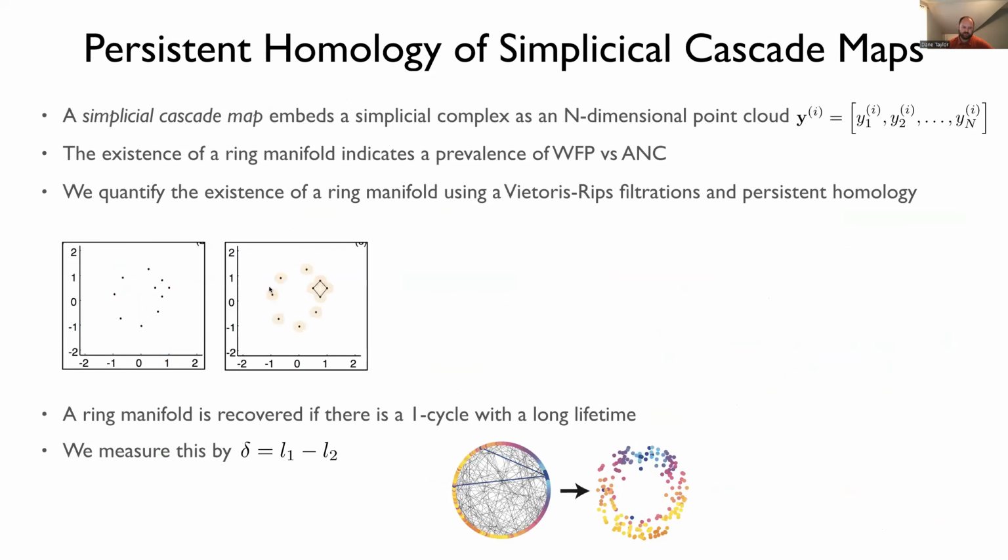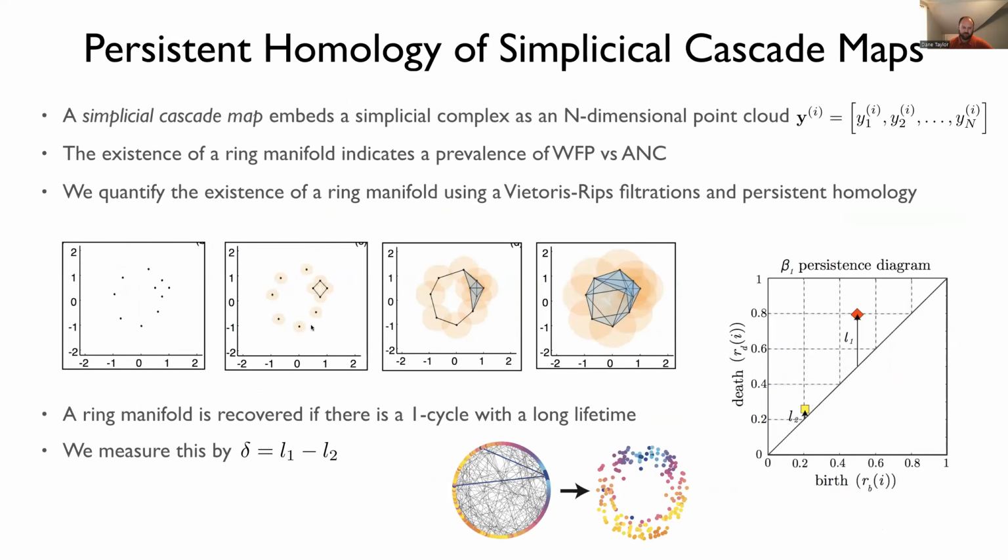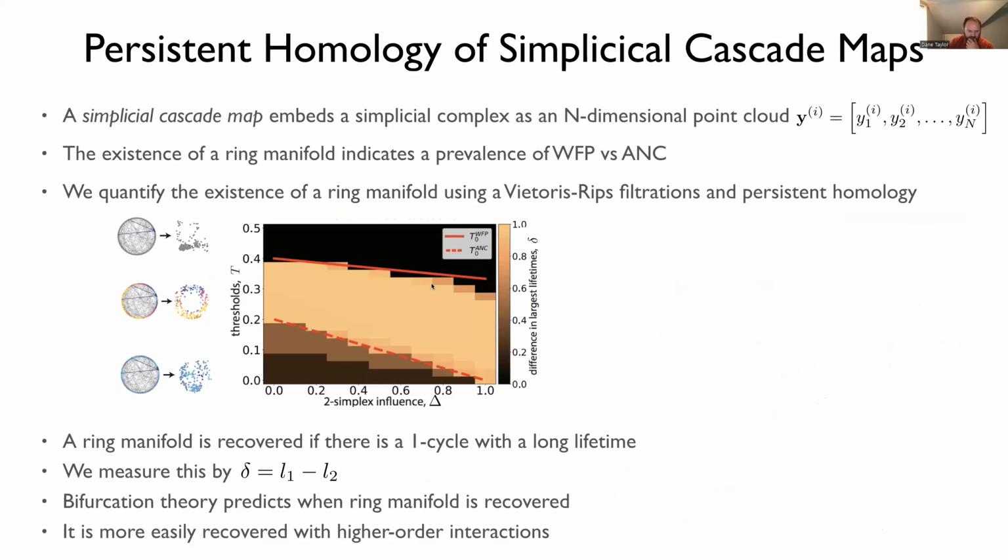We use persistent homology to quantify this, with a Vietoris-Rips filtration, to ask of this point cloud, we want to quantify the extent to which it lies on a ring manifold. So we can use persistent homology to do that. And essentially, our bifurcation theory predicts when the ring manifold is recovered in that embedding.